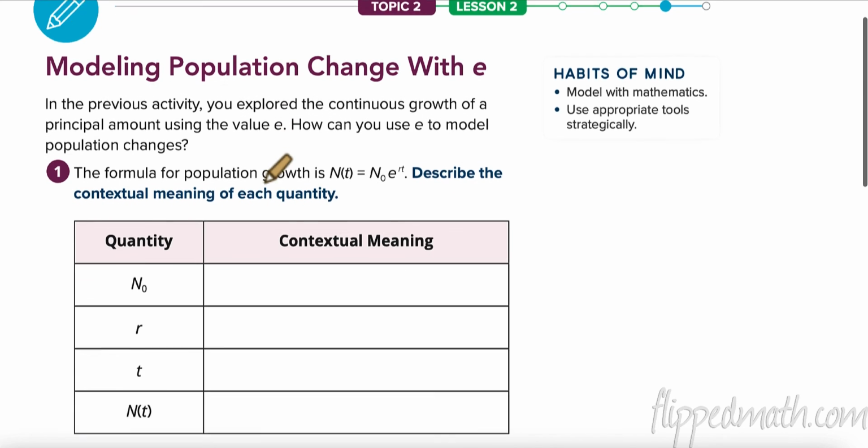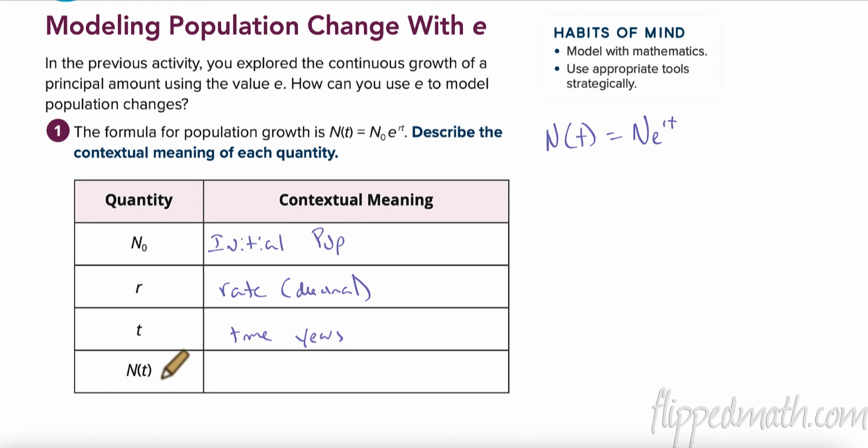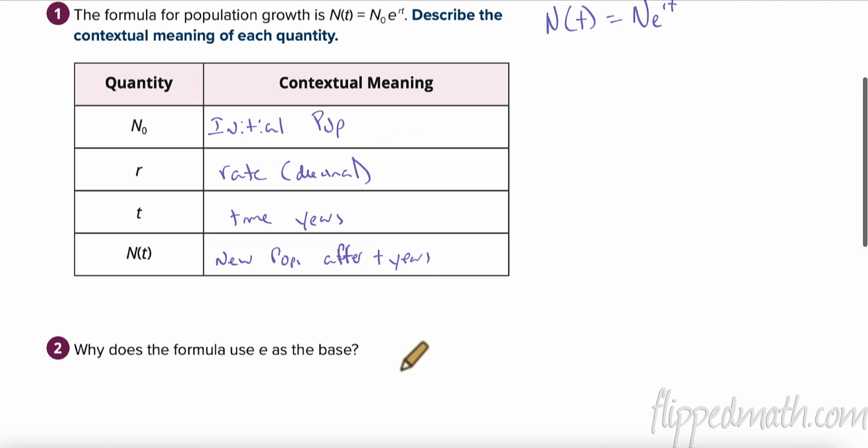All right. Let's do the same thing now with population change. So instead of Pert, now we're talking about Nert, right? So the population after a certain amount of time equals N sub 0 e to the rt. N sub 0 is just your initial population, just like before. Instead of money, we're talking about people now. R is our rate as a decimal, right? Just like before, no different. T, time in years. And N of t is our new population after t years.